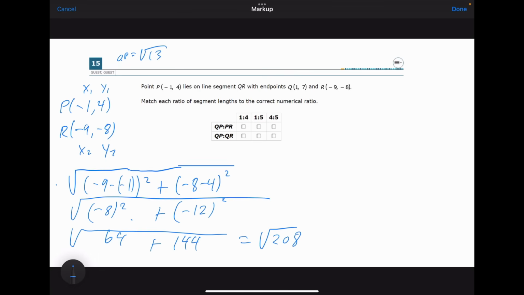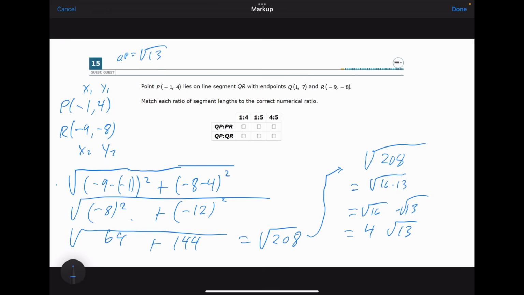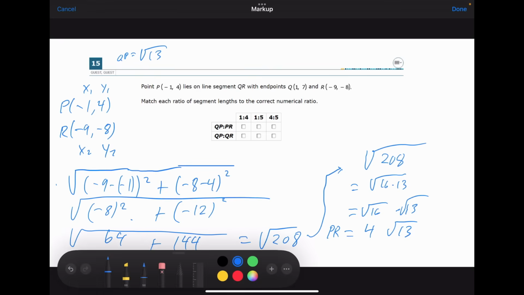And I am betting that this divides by 13, and it totally does. So here we have 208. In your exam, you'll want to break this down into its factors, and after you do that, you're going to get the square root of 208 is equal to the square root of 16 times 13, which is equal to the square root of 16 times the square root of 13, which is equal to 4 square roots of 13. So following in our tradition of labeling this and then moving out of the way, we now have PR is equal to 4 times the square root of 13.